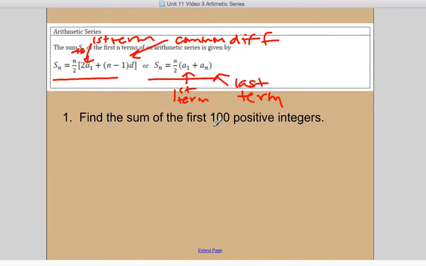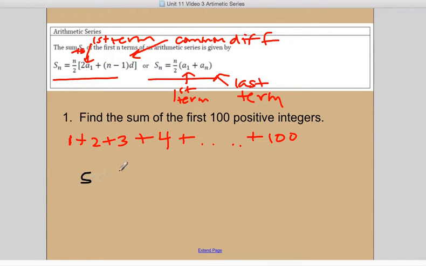The sum of the first 100 positive integers. So what that is saying is we want 1 plus 2 plus 3 plus 4 plus all the way up to 100. Okay, in this case, I know my common difference would be plus 1, but I also know my first and my last term. So the easier part to do is to use this formula. See how it's less complicated? So let's go ahead and do that.